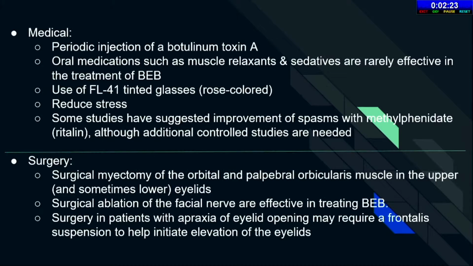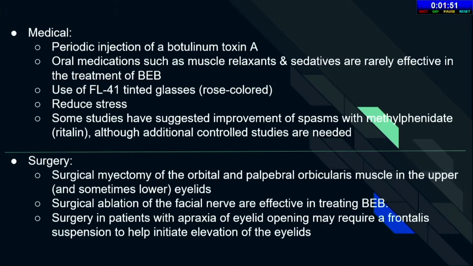Coming to the treatment. The first line treatment would be periodic injection of botulinum toxin A. The patients carry a very good prognosis of 90% responsiveness. Second line treatment would include treating the ocular surface diseases like using eyelid lubricants. Oral medications are rarely effective, such as muscle relaxants and sedatives. Use of tinted glasses, reducing stress, and some studies have suggested improvement of spasms with methylphenidate, although additional controlled studies are needed.